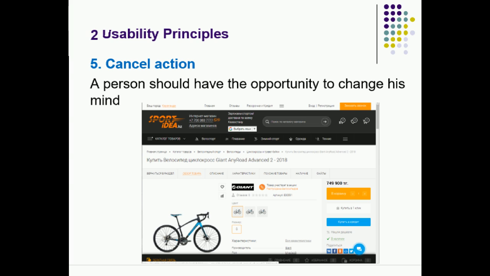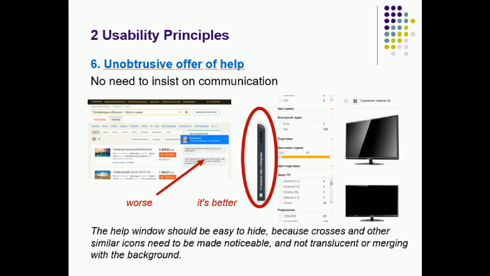Next, unobtrusive offer of help. No need to insist on communication. Large pop-up windows with an offer to help in choosing, a colored bar with the phone number occupying a third of the screen. Such elements not only look intrusive and repel the visitors, but also cover part of the functionality.